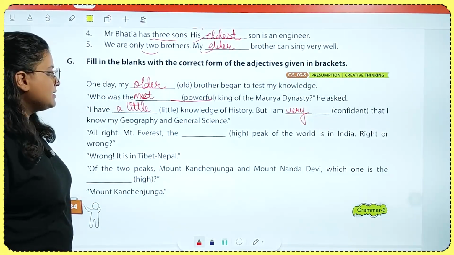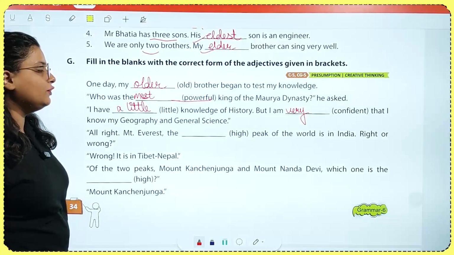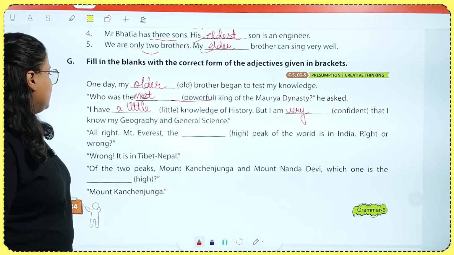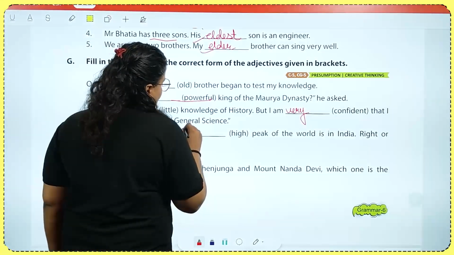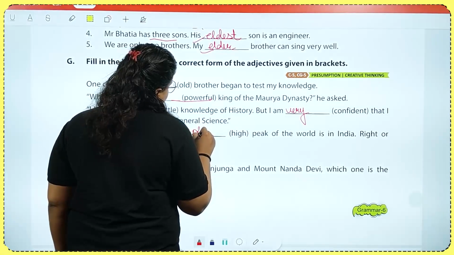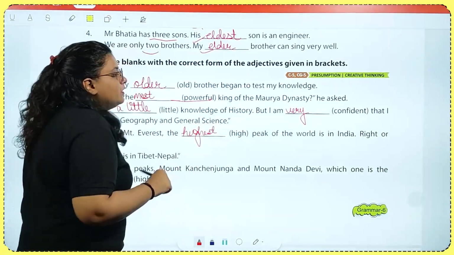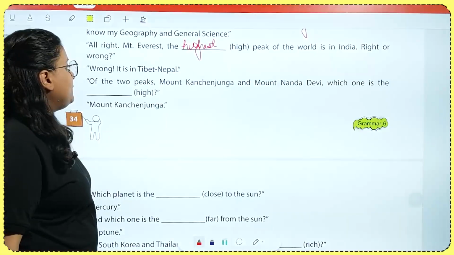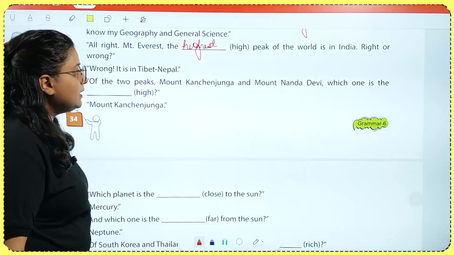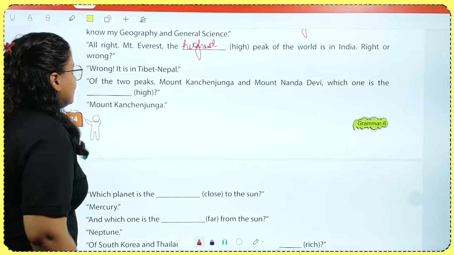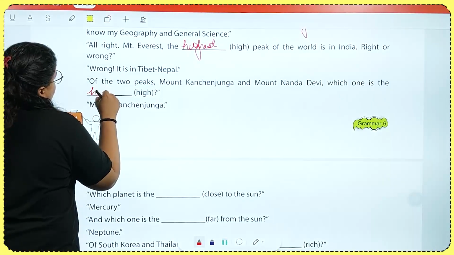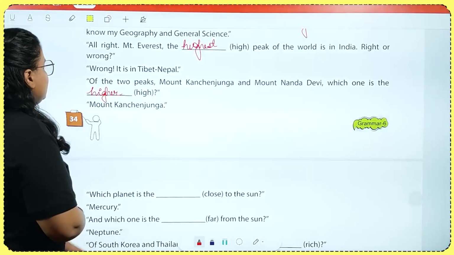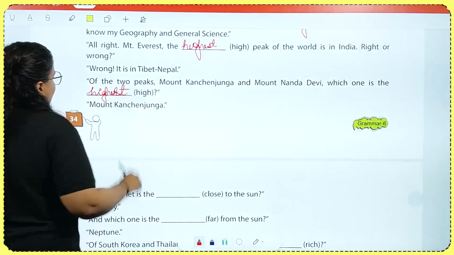All right. Mount Everest is the dash peak of the world is in India. The highest peak of the world is in India, right or wrong? Wrong. It is in Tibet, Nepal. Of the 2 peaks, Mount Kanchenjunga and Mount Nanda Devi, which one is the dash highest? Which one is the higher? The word the is used, so we have to write highest.